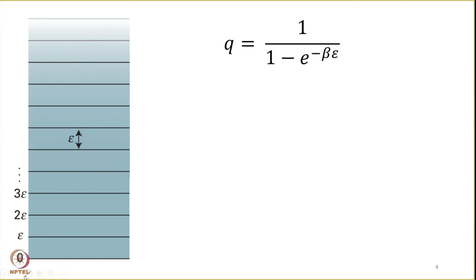Let us see how do we get this. We start with our description of Q as sum over j of exponential minus beta Ej. Why am I not writing Gj? Because you notice here that each state is non-degenerate. So each g value is equal to 1. So I am not including it over here. So what is then Q equal to? First one, E0, is 1, plus second one is exponential minus beta E. Third one is exponential minus 2 beta E because it is 2E. Next one is exponential minus 3 beta E and then more and more.